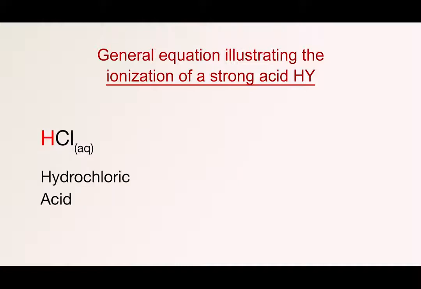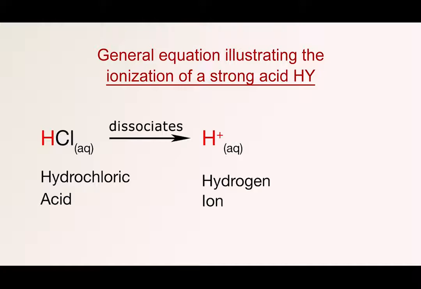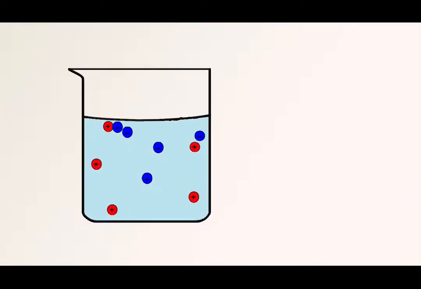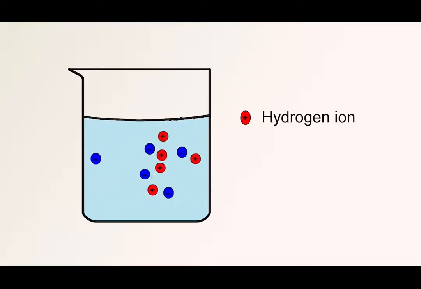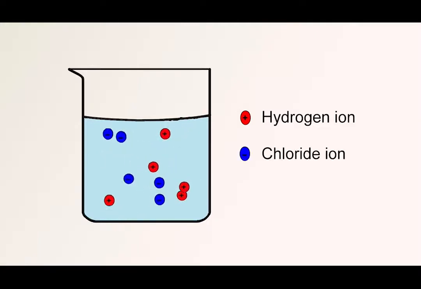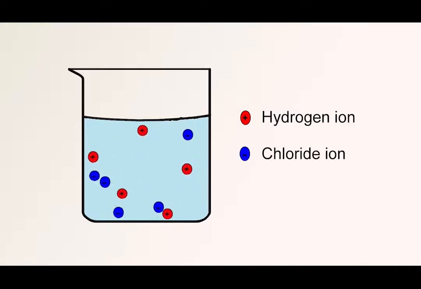For example, HCl dissociates to produce H+ and Cl- ions in solution. The single arrow symbol means the dissociation is complete and therefore the reaction is irreversible. The diagram on your screen illustrates how hydrogen ions and chloride ions coexist in solution.